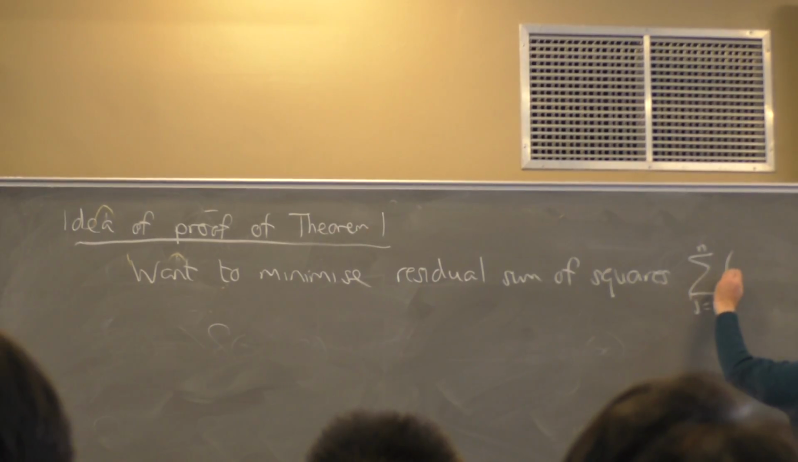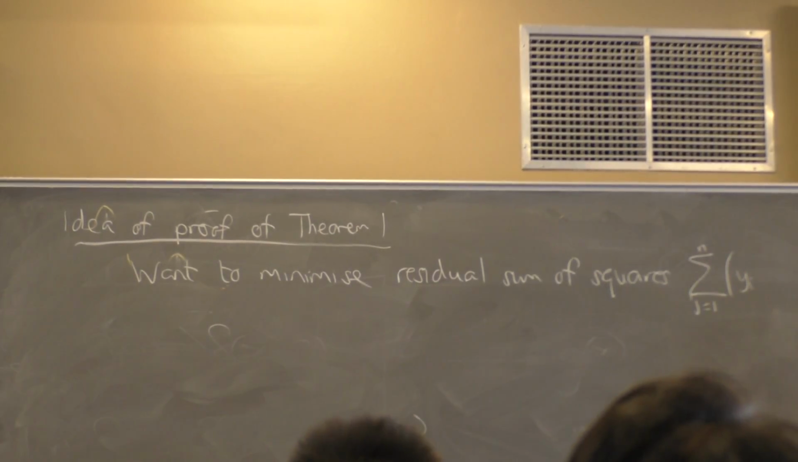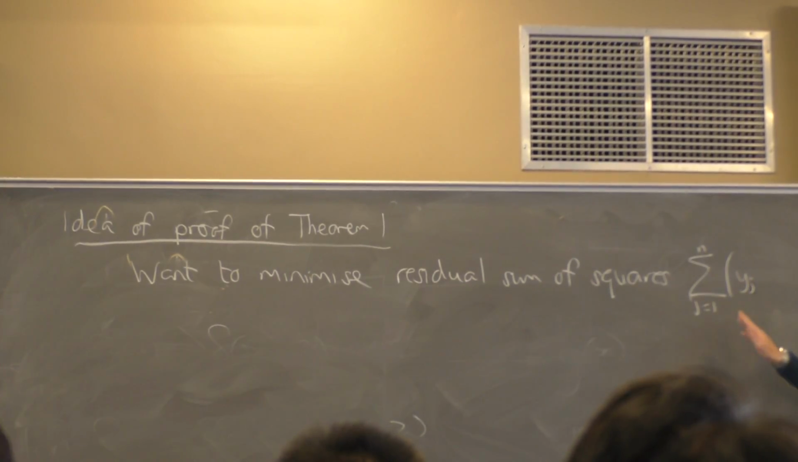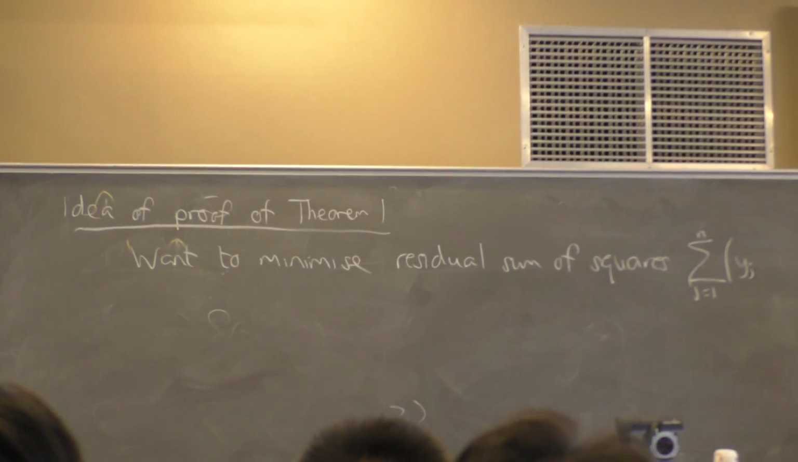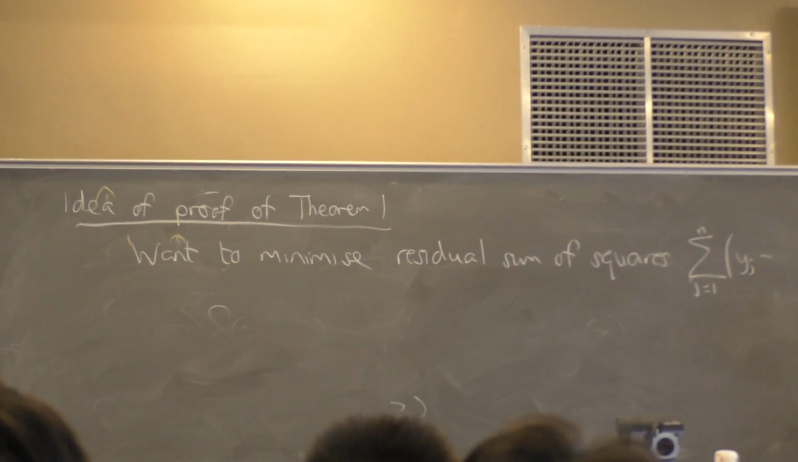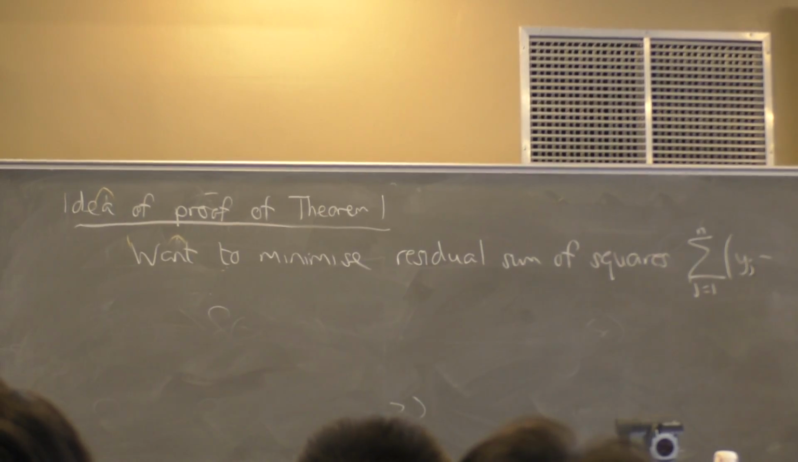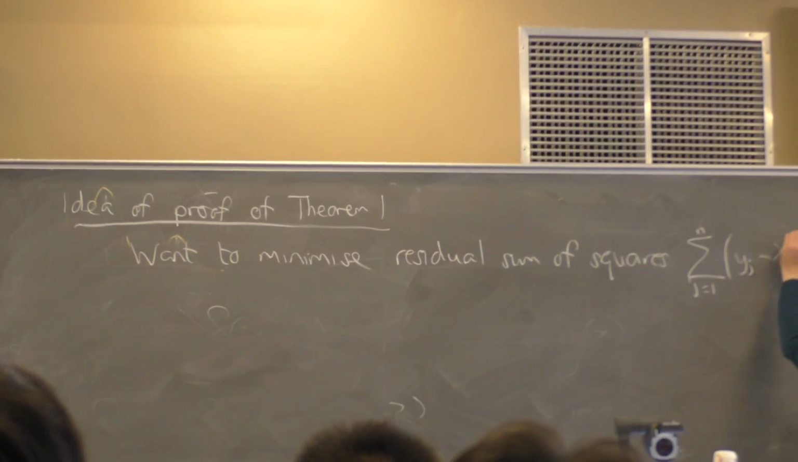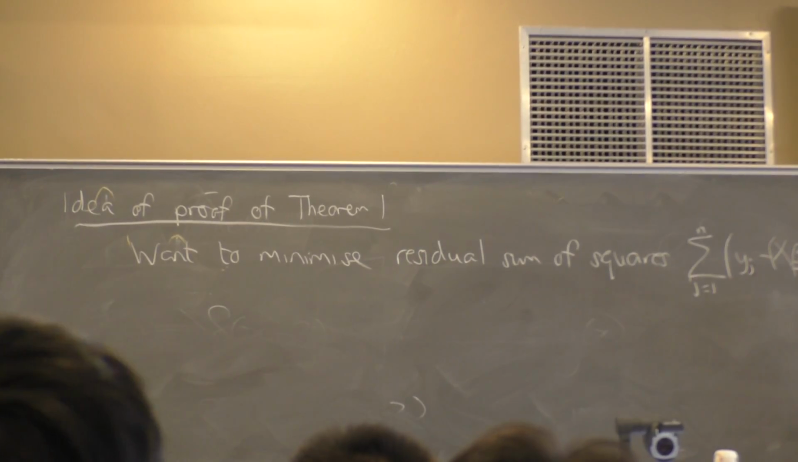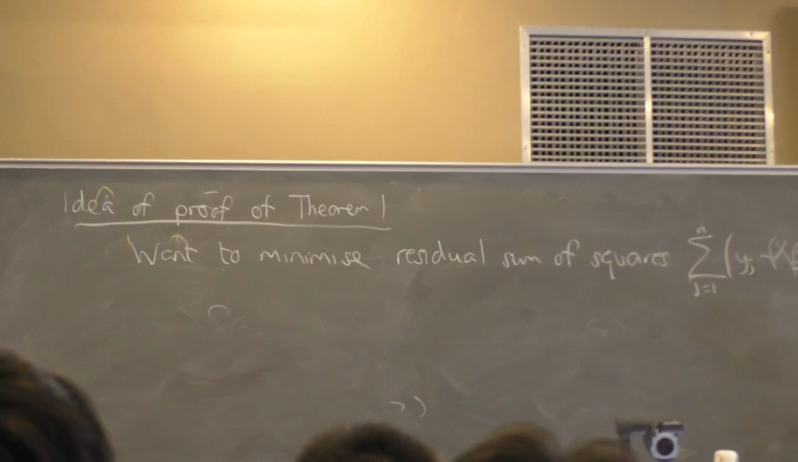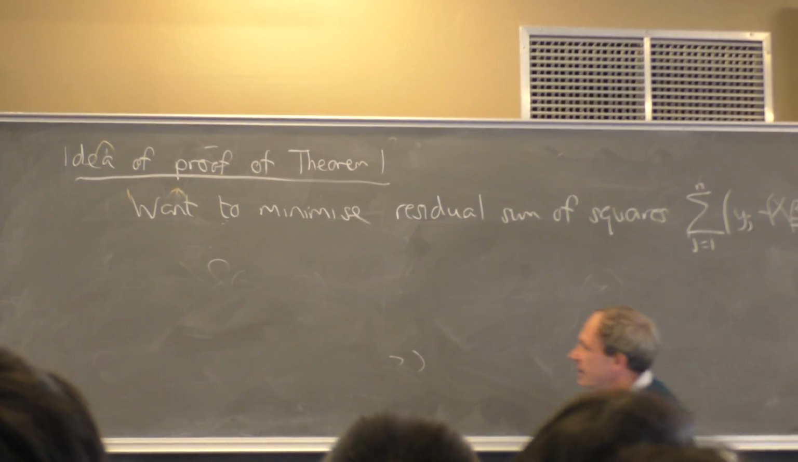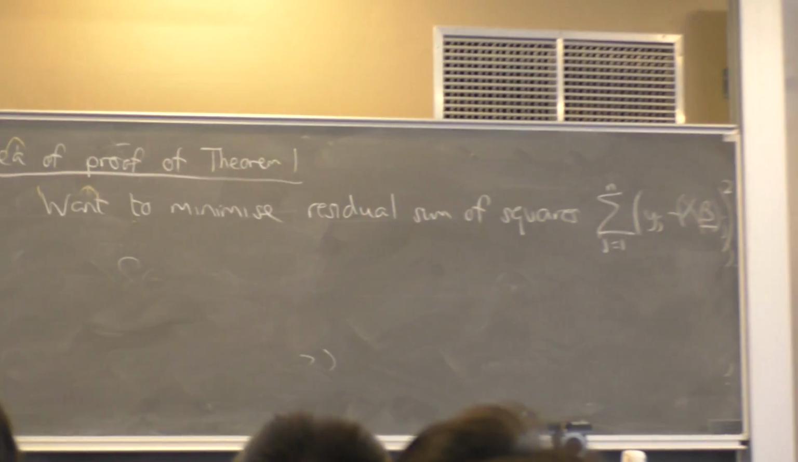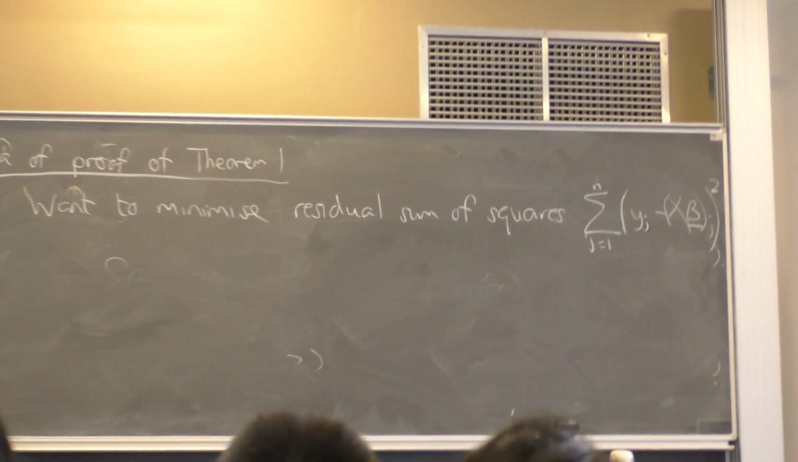Okay, and the residual, remember, is the difference between the observed value, which is y j for the jth observation, and the value of the linear predictor that will be given by a particular choice of the betas. So here we have X beta, and we want the jth element of that. It's the residual sum of squares, so we need to square that. Okay, so let's take the partial derivative with respect to beta r.